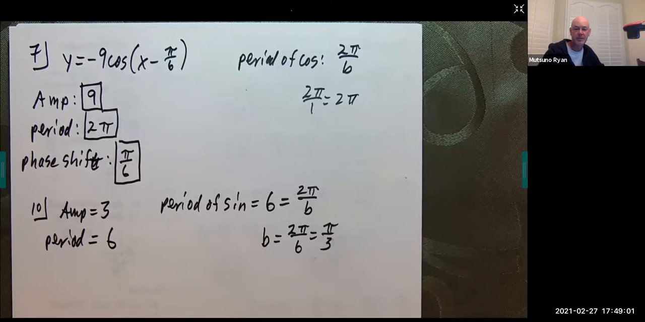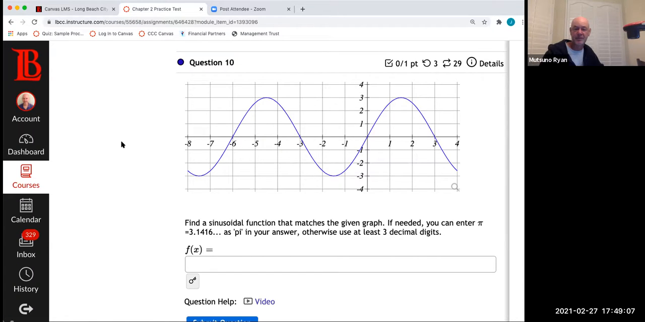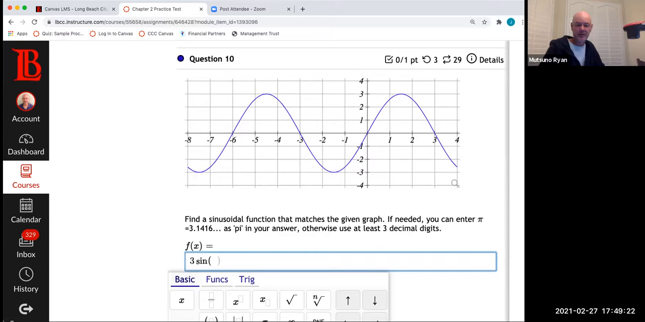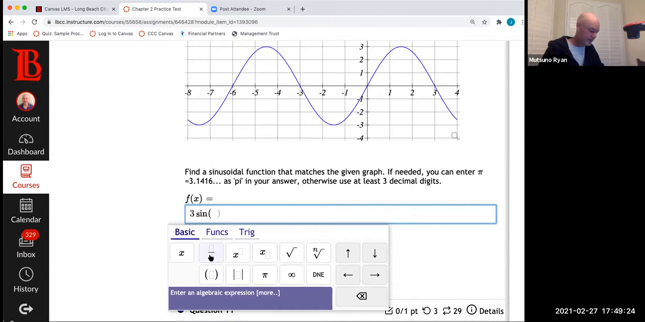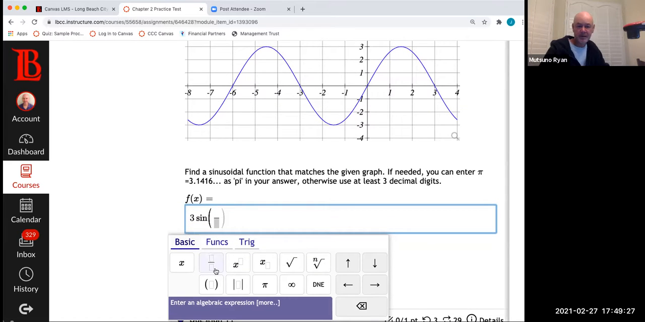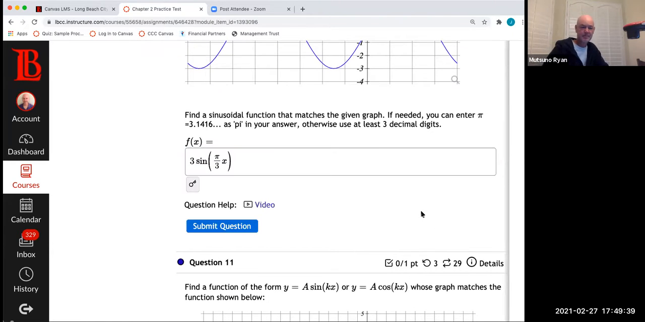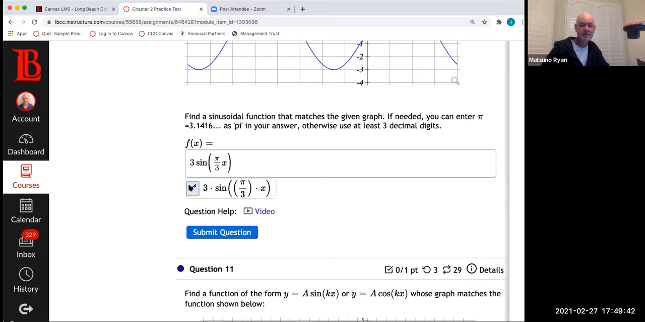So let's go back to our problem here. And how would we write this out? Again, I don't have any vertical shifts. It looks like I don't really have a phase shift in any way. So we would type this in like this. So f of x equals 3 sine of pi over 3 x. That's the way that's looking to me. There it is.